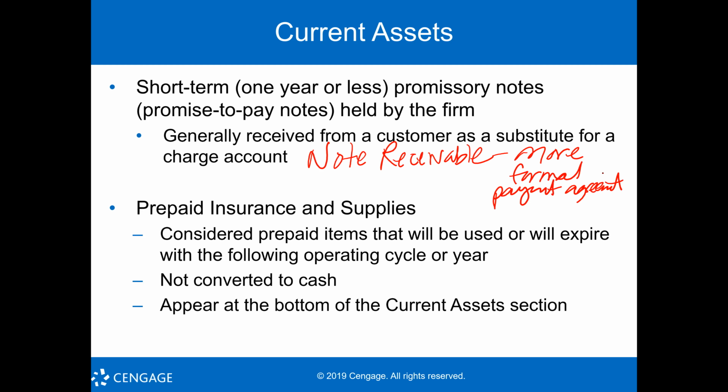Prepaid insurance and supplies are both considered prepaid items that will be used or will expire with the following operating cycle or year. They're not converted to cash. They're just used up as we go. So they appear at the bottom of the current asset section.